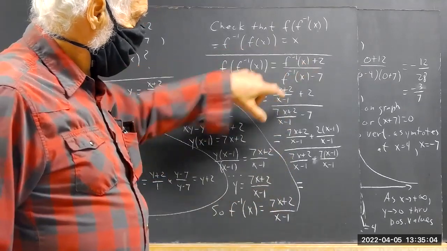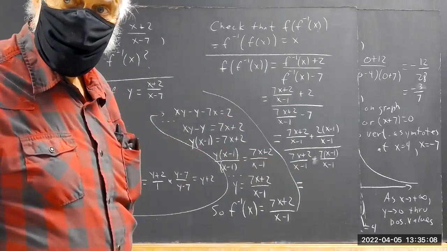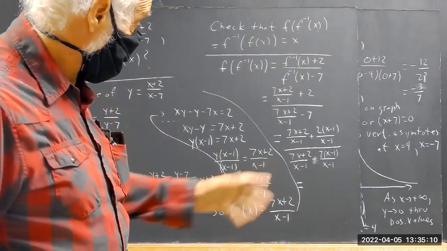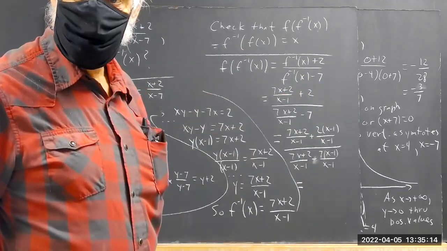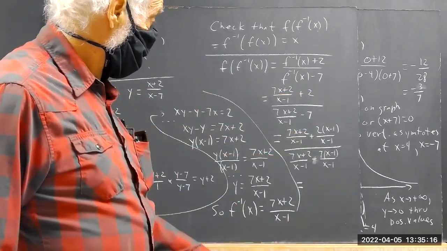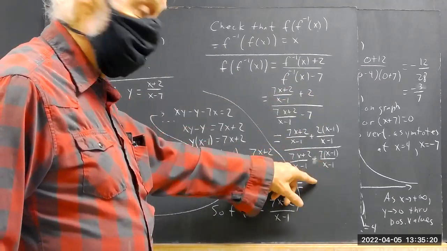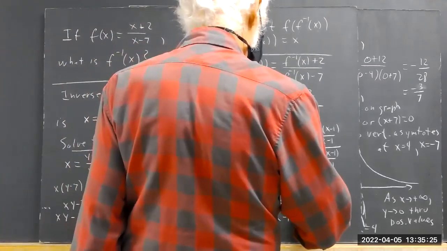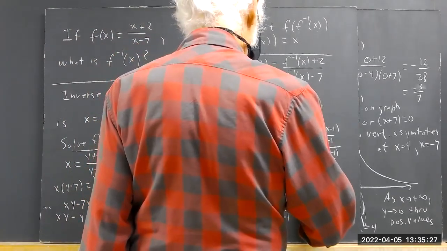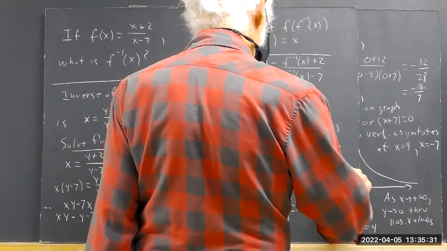Putting the numerator over the common denominator x minus 1, we have this step. I'm not going to read it to you. We just multiply the 2 by x minus 1 over x minus 1 to get this. And we multiply the 7 by x minus 1 over x minus 1 to get this. And you should include that step. This gives us 7x plus 2 plus 2x minus 2.